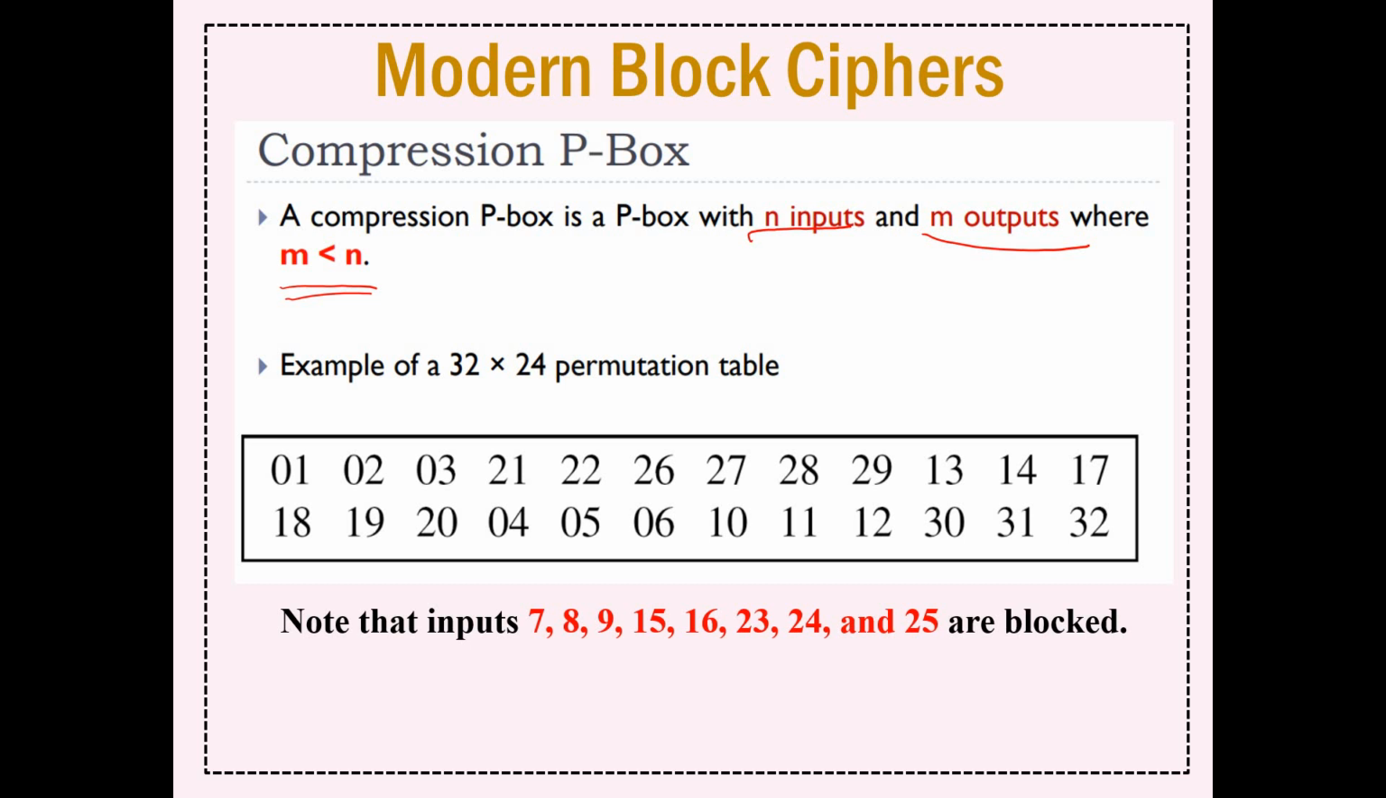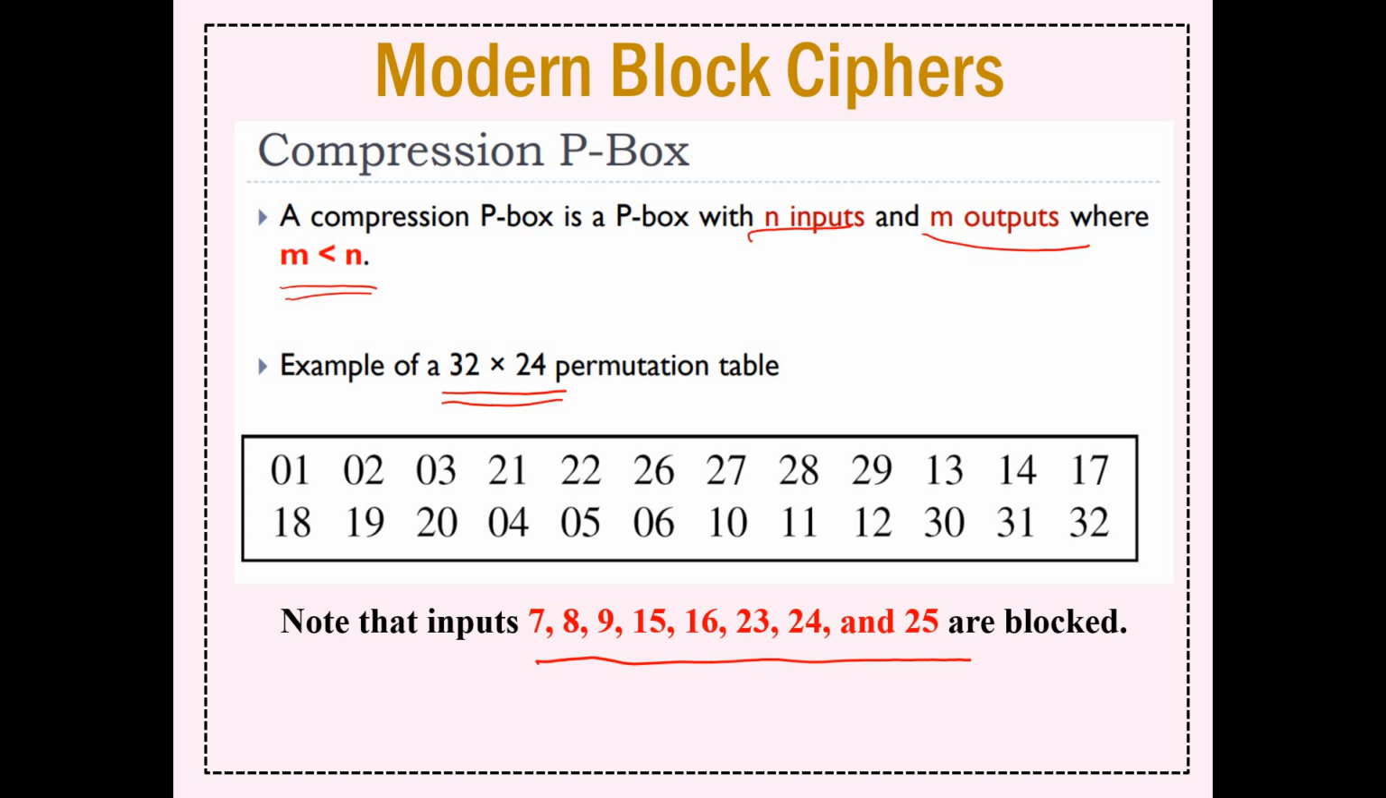If you observe this particular table, it is given as a 32 by 24 permutation table. And you can see that some of these are blocked. Now you can ask me, sir, why are these blocked? The answer is I don't know why they are blocked, because there can be any other design in which you may block 10, 12, 15, 17, 19, and so on. You can do that.